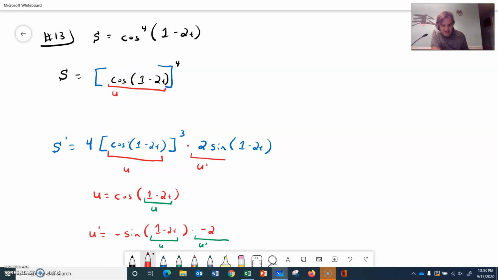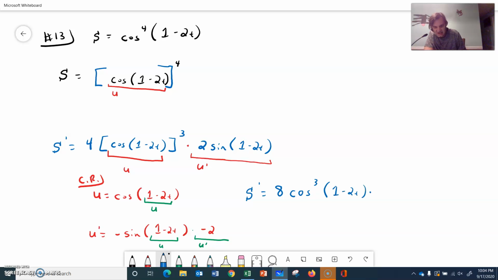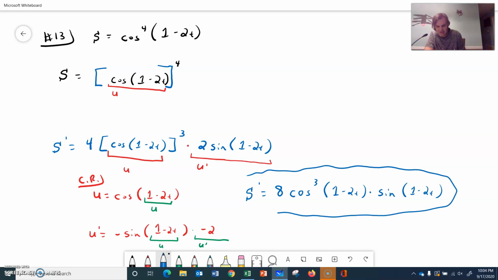So I had to come down here and do an extra chain rule. I had a chain rule inside a chain rule. If I want to clean that up a little bit, it'll be s prime equals 8, and then for the 2 times the 4, it'll be cosine cubed of 1 minus 2t, and that'll be times the sine of 1 minus 2t. Okay. And if they do something different in the back of the book, just let me know, and we'll take a look at it.